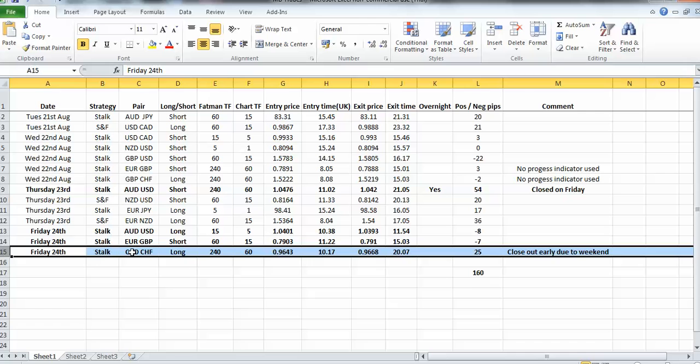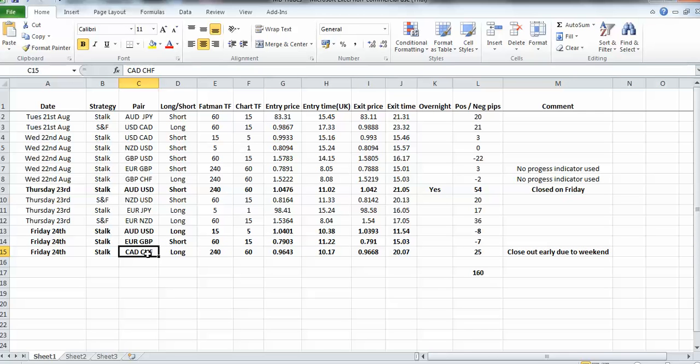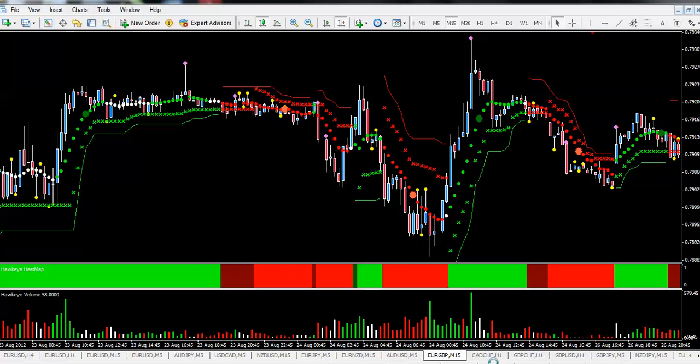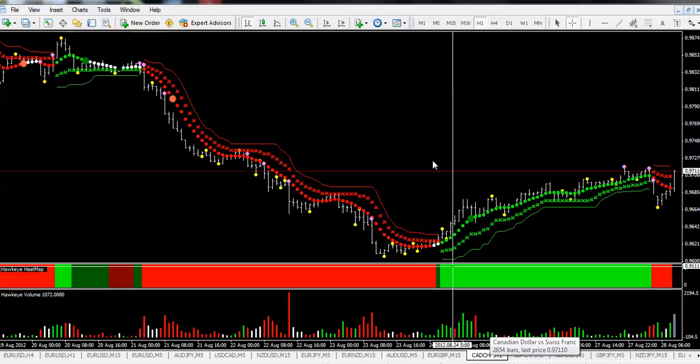This was on the Canadian dollar versus the Swiss franc here. That was a 1 hourly chart. We'll have a quick look at that here. Just bear with me. It'll take a moment. What happened with this particular trade was we got the signal to enter here.